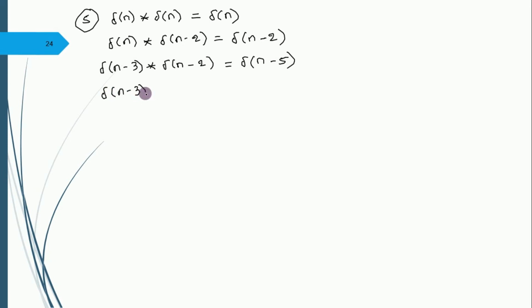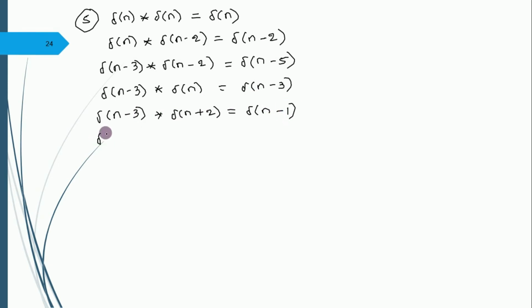Delta of n minus 3 convolved with delta of n. This is as good as the second one that I've taken. Any signal, that signal itself will come over here. And one more. Delta of n minus 3 convolved with delta of n plus 2 will result in delta of n minus 3 plus 2. Sum of these two, minus 3 plus 2 will result in minus 1. That's it. Delta of n minus 3 convolved with delta of n plus 3 will result in delta of n. That's it. Okay, so this is the fifth question.